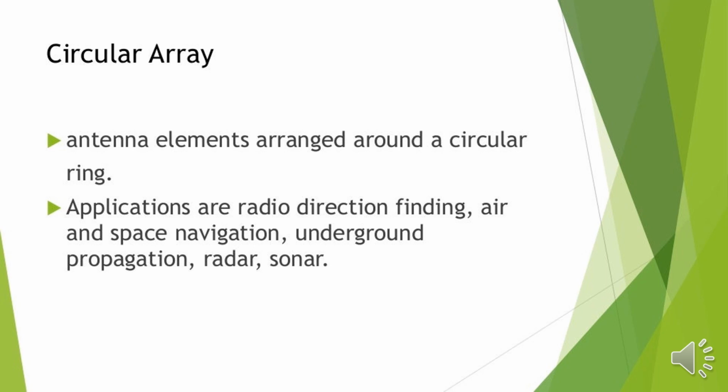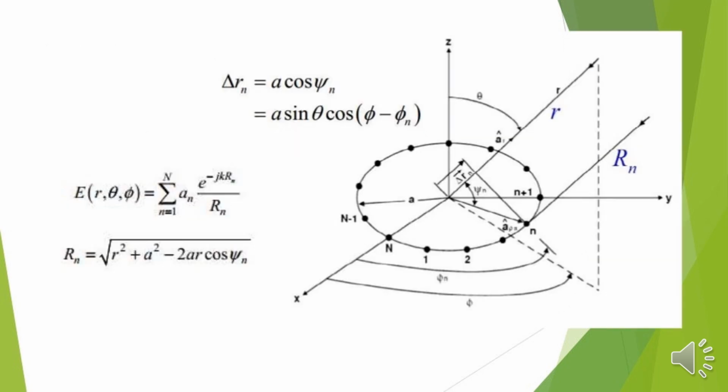So far we saw the linear array. Now we are getting into the next type, that is the circular array. From the name we can say that it is arranged in a circular ring format. Circular arrays are mainly used in radio direction finding, air and space navigation, underground propagation, radar as well as sonar. This is the diagrammatic representation. Also the distance Rn can be calculated by this particular equation.